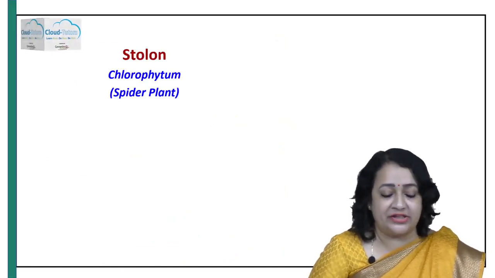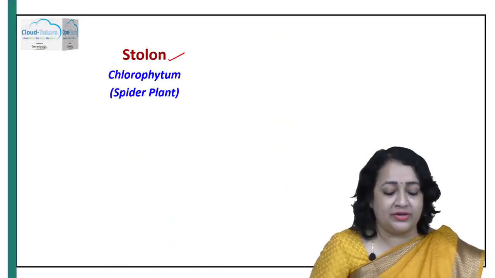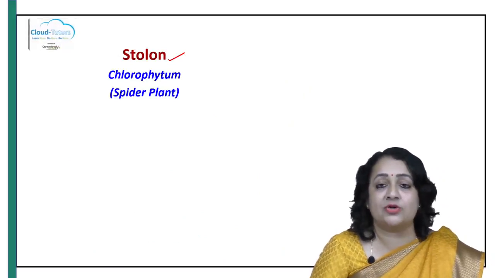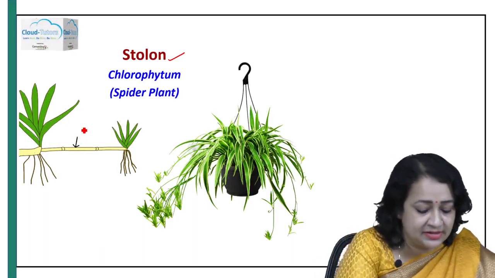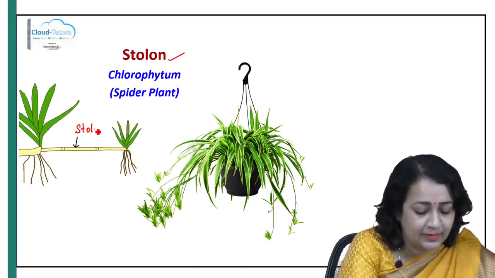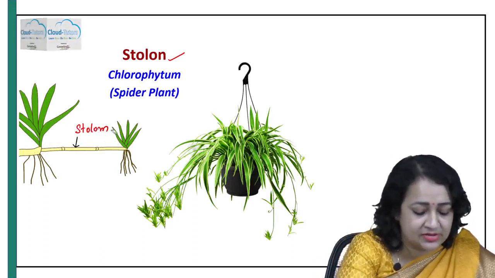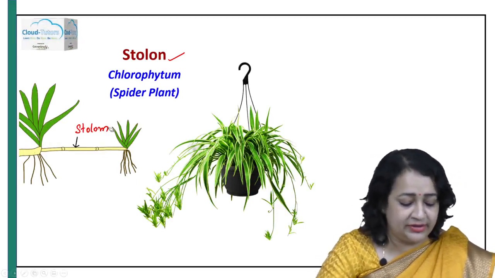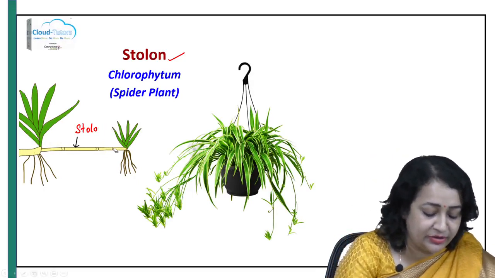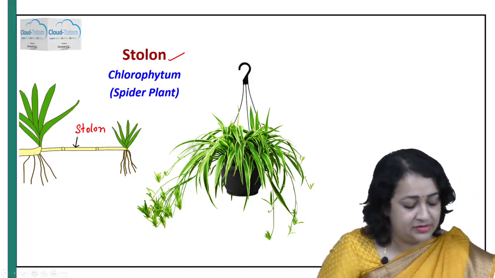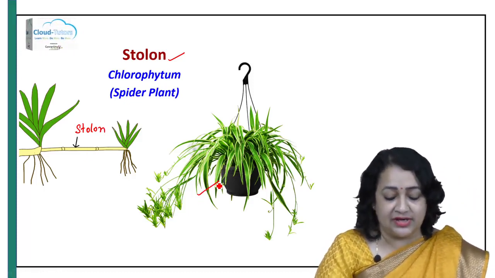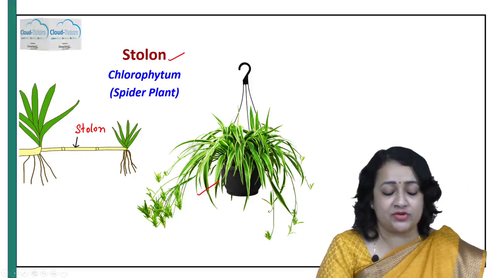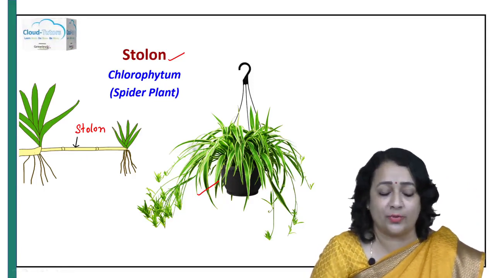Next stem modification will be stolon. Okay, so chlorophytum, that is also called as spider plant. In this plant, if you see, this is the stolon, modified stem called as stolon. So using the stolon you can propagate this plant. So this stolon can develop into a new plant. So this plant is called as the spider plant. Here stolon can be used in order to propagate.